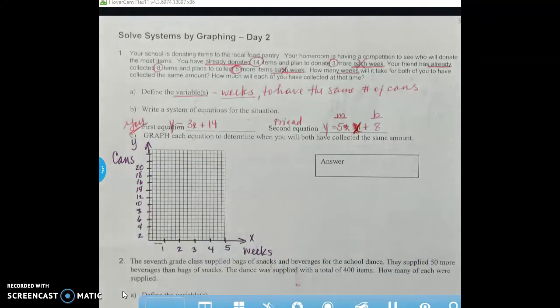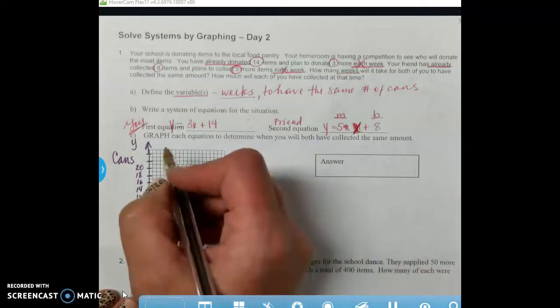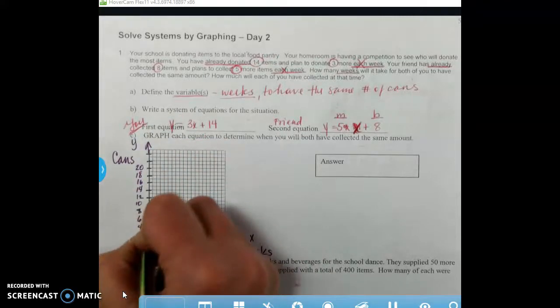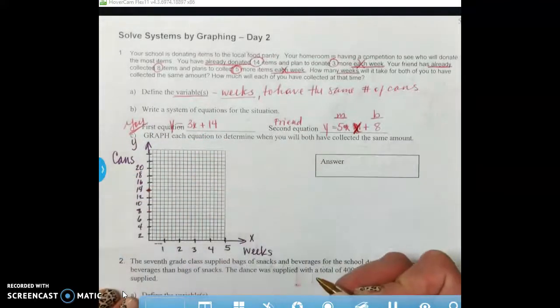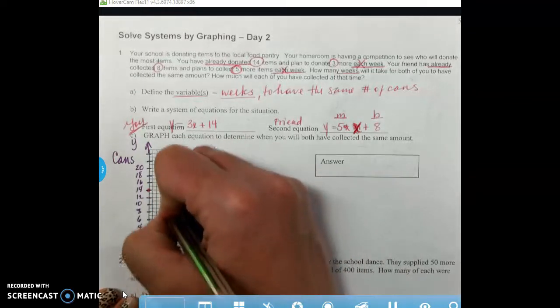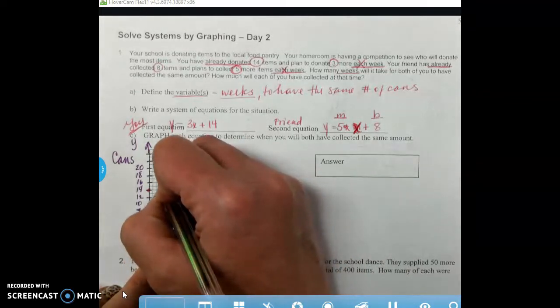All right. So it is a system because you are analyzing these values at the same time. So what is the main question? When will you have the same amount of cans? And that's the solution we're looking for. Let's graph these equations and see how we can track that point of intersection that will give us the answer. And so let's graph yours first. You're going to begin at 14 and add 3 each week. So week 1, you're going to have 17.